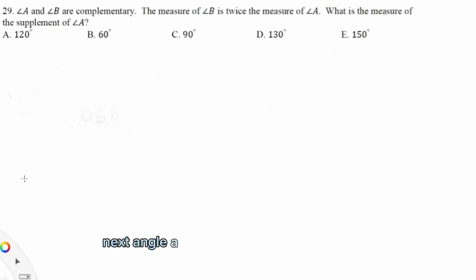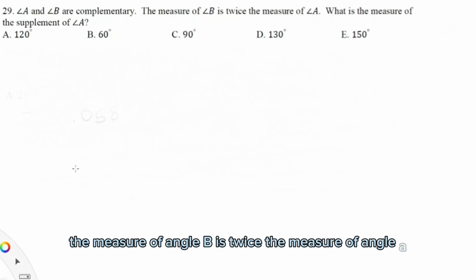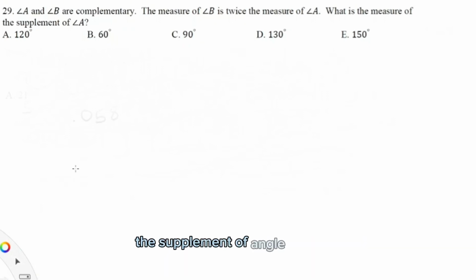Next, angle A and angle B are complementary. The measure of angle B is twice the measure of angle A. What is the measure of the supplement of angle A?